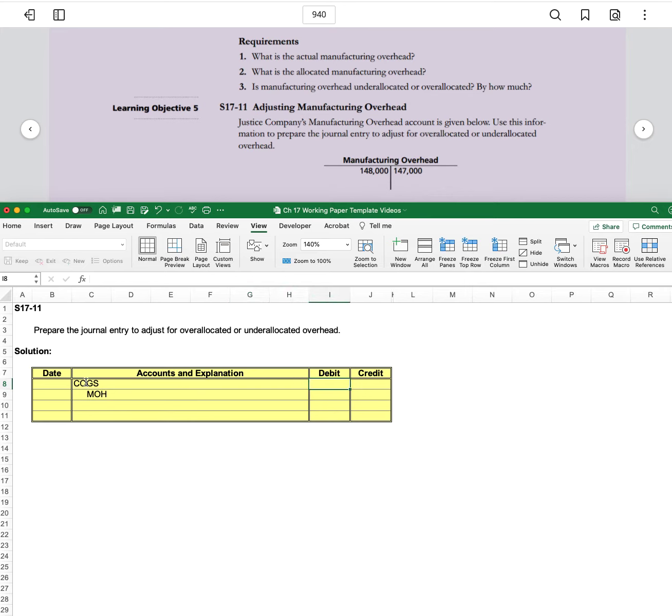And this is because we need to increase the cost of goods sold by that $1,000 that was underallocated because that expense belongs to the current period. On the other hand, if we would have over allocated manufacturing overhead, this transaction would have been flopped, just the accounts would have been on the opposite sides, and that's because we needed to decrease cost of goods sold by the amount that we over allocated.